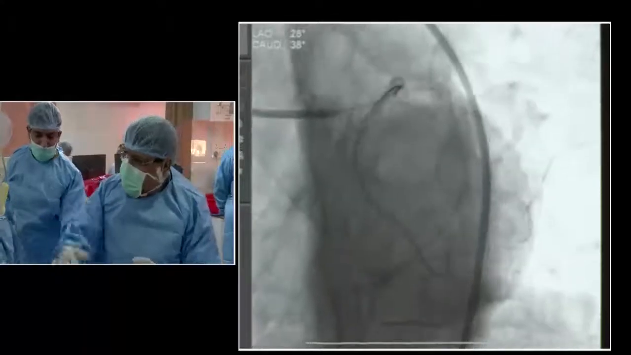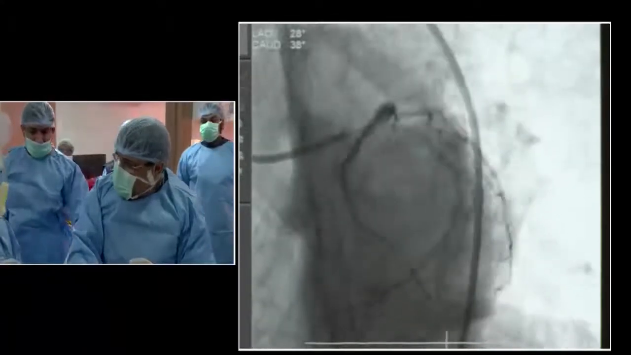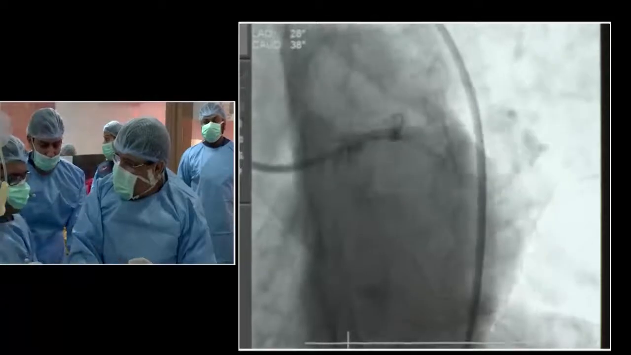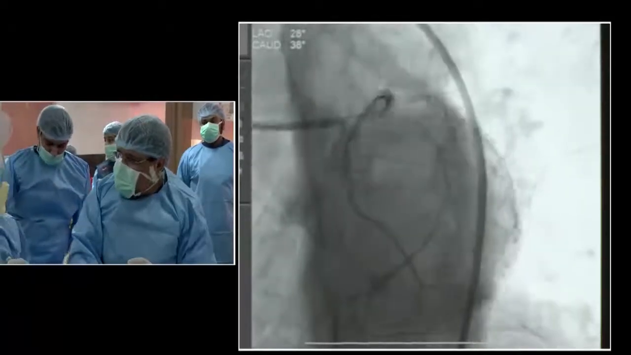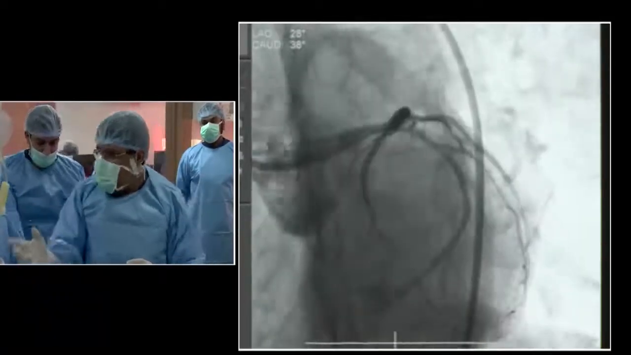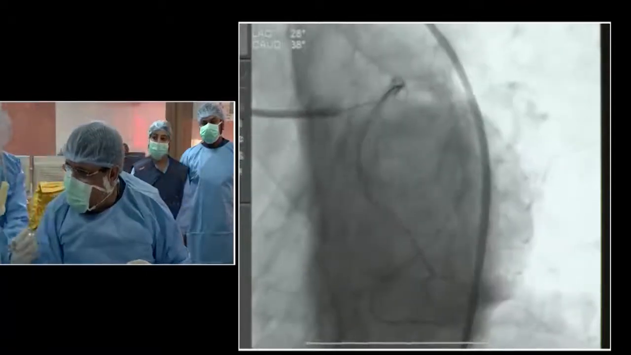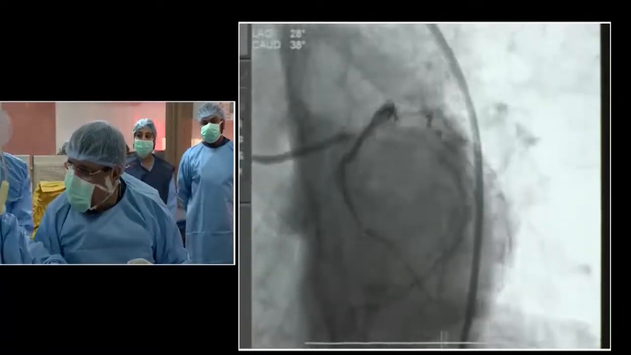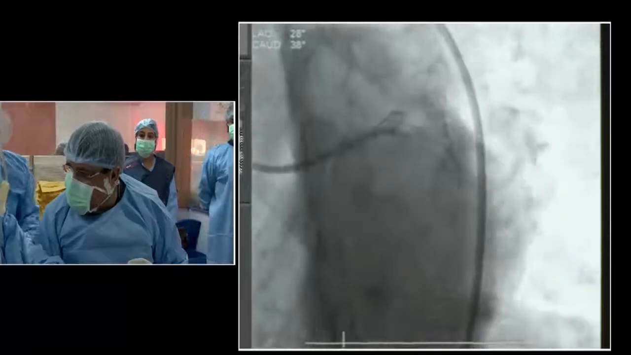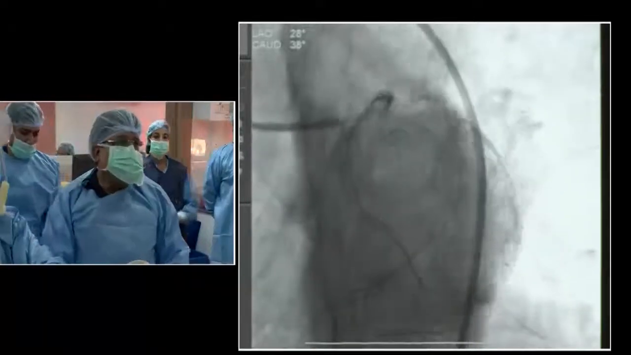When you deploy, then we have left main to LED with a 4 by 20 Synergy. Deploy at 8, 10 atmosphere. This is L6. It will not dissect the outflow of the LED. L6. So 312, 313. I think for the circumflex stent you can take slightly longer. 313, yeah, 15, 16. Just a second.